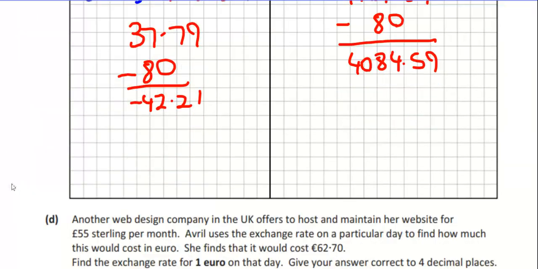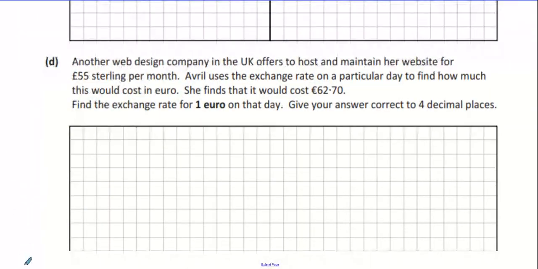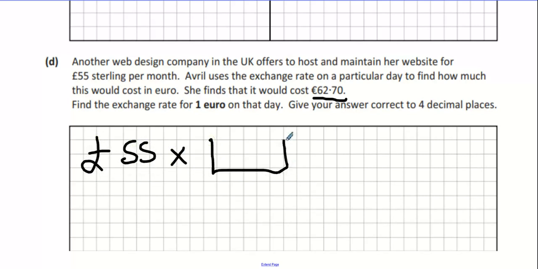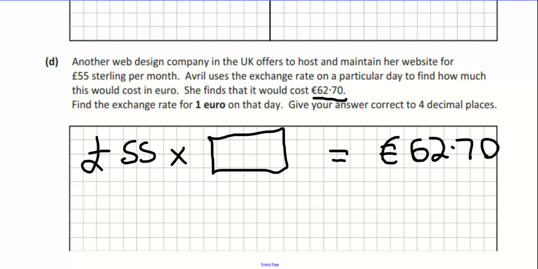Right. Next question after that then. D. Another web design company in the UK offers to host and maintain her website for 55 sterling per month. Avril uses the exchange rate on a particular day to find out how much it will cost in euro. She finds that it will cost this much here. Find the exchange rate for €1. So you get 55 sterling, you multiply it by the exchange rate, and the answer is €62.70.